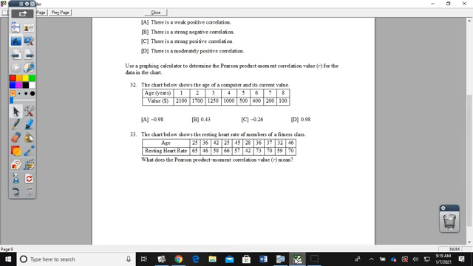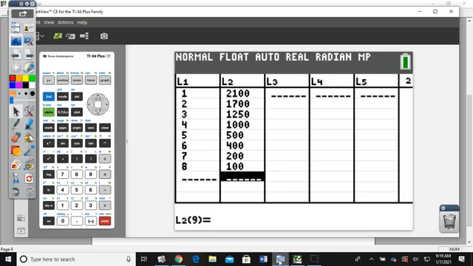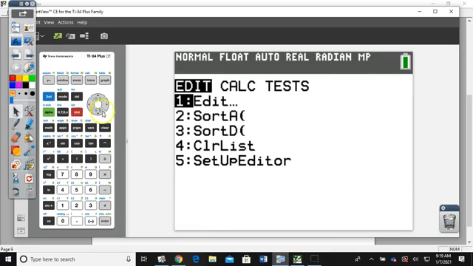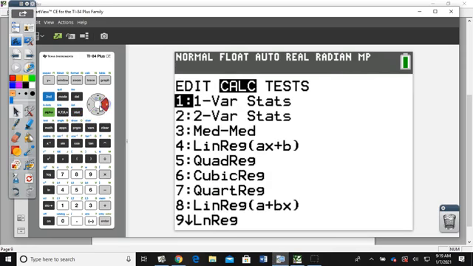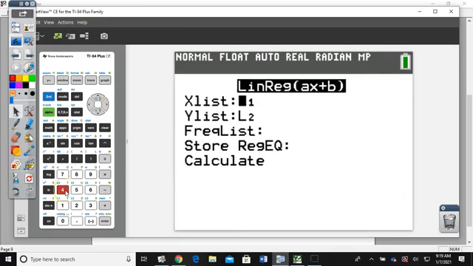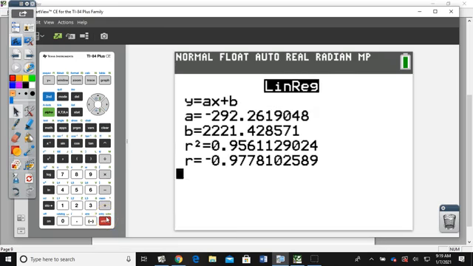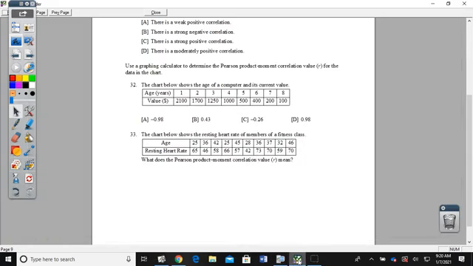Okay. Back to my calculator. So I hit stat. Go over to calc. Number 4. You can also just hit 4 and go to calculate. Negative 0.9778. So that is fairly the right answer. A.